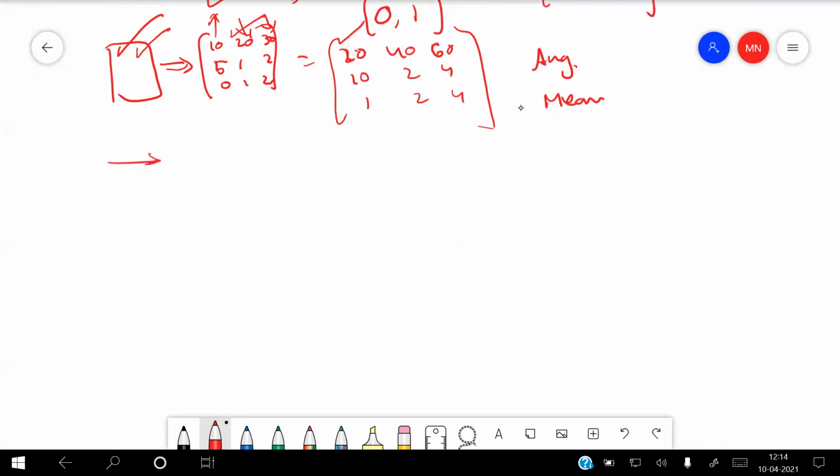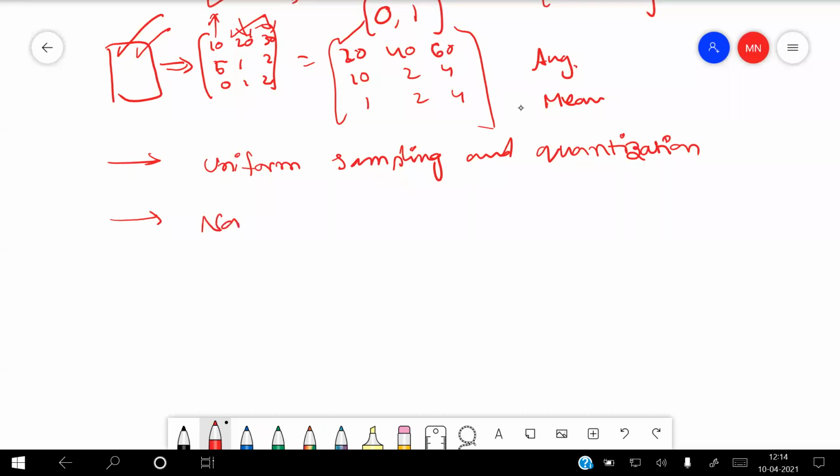Clear, sir. So that is about uniform sampling and quantization. Right. Now we'll take the second one, non-uniform sampling and quantization. So how do you do non-uniform sampling and quantization?